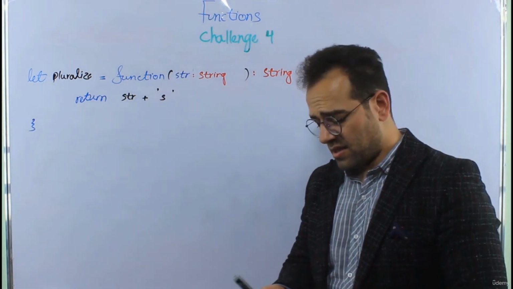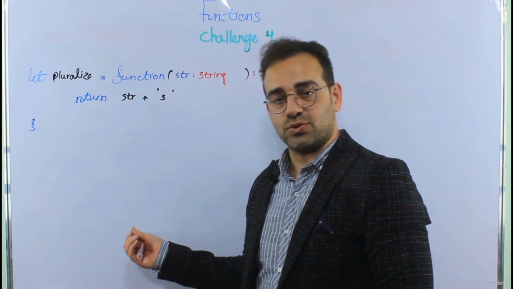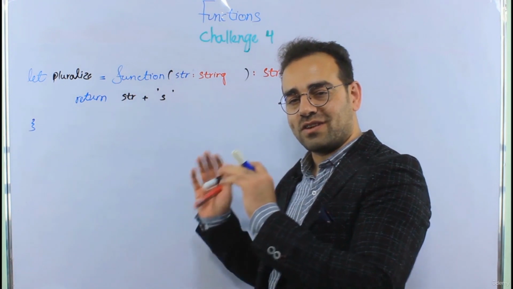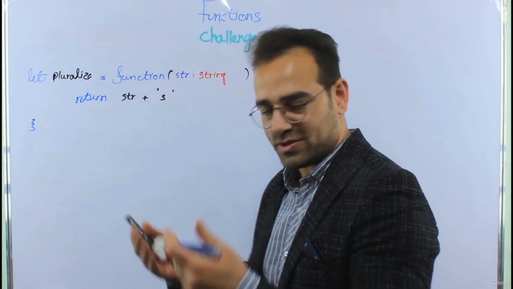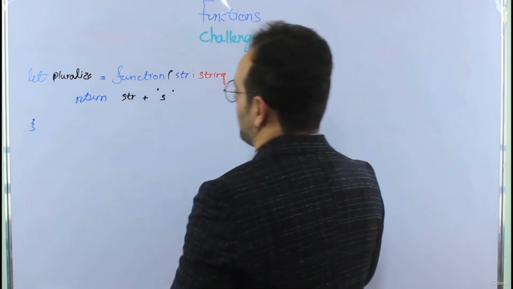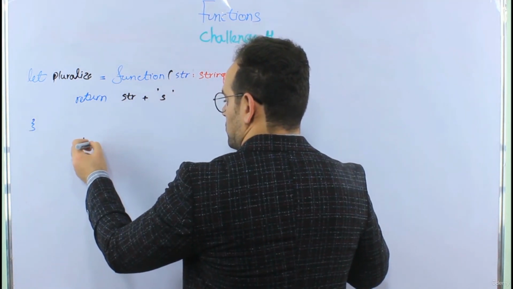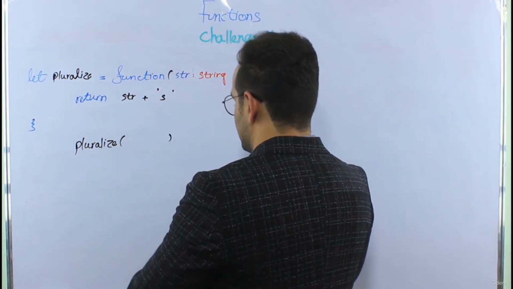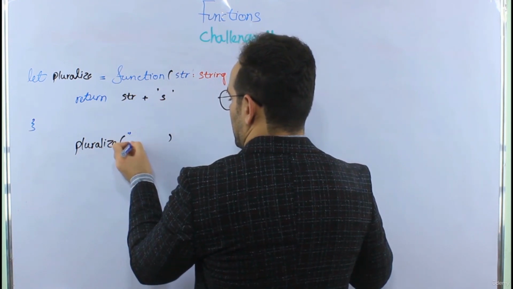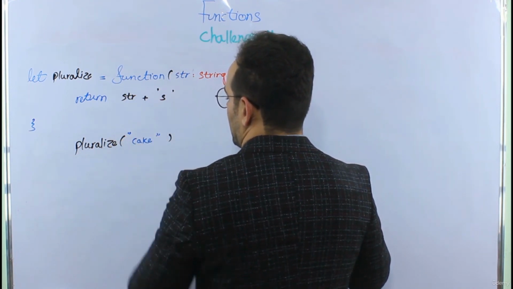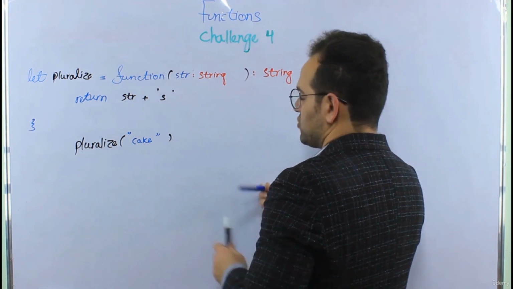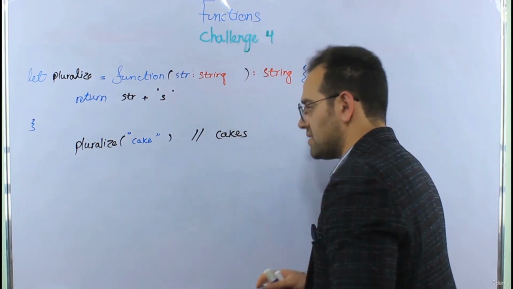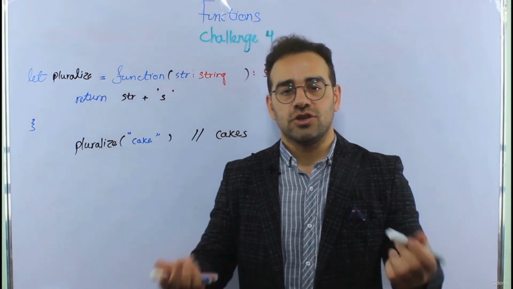You could test it. Since I don't have access to log in the whiteboard, I'm just going to write it. You just grab that function invocation and throw it in the console log, and it's going to show you something. So I'm going to say we have the pluralize function, and I'm going to pass in a string. The string is going to be cake. And as soon as we do that, what will the function return to us? The function is going to return to us cakes. That's it for this challenge. See you in the next one.